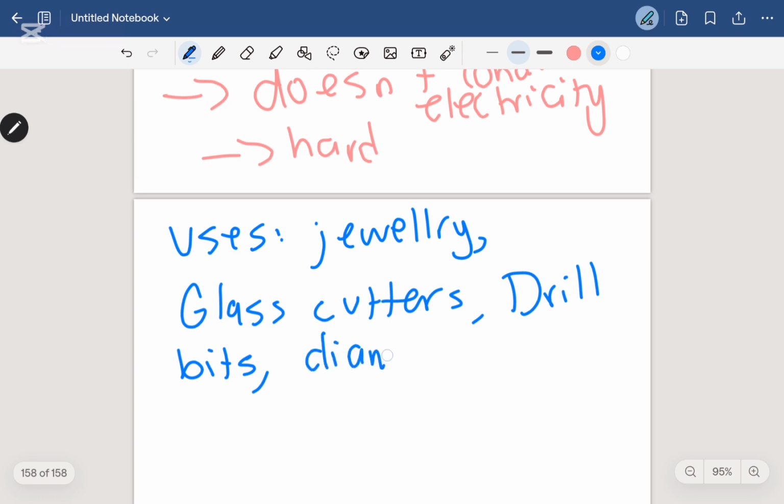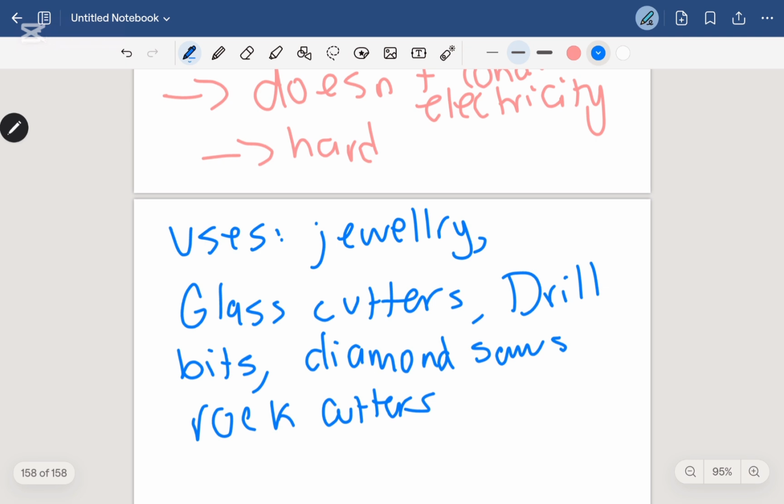Diamond saws. Imagine a diamond saw, okay? And then rock cutters, or another term for it, rock borers. It's the same meaning as cutters. And also abrasive material.